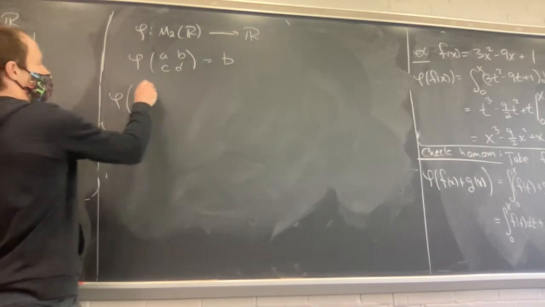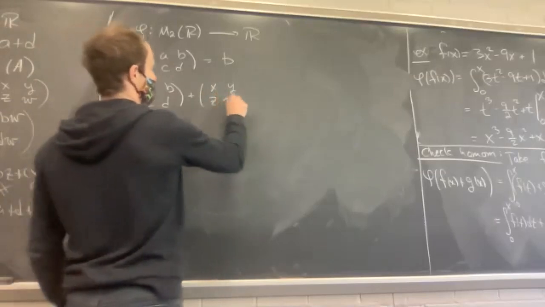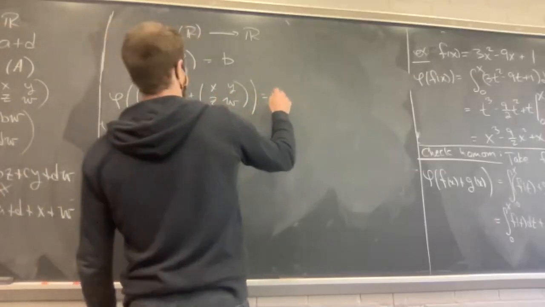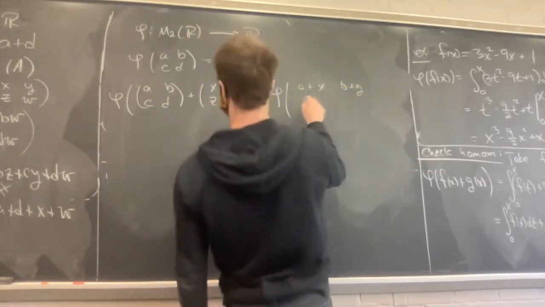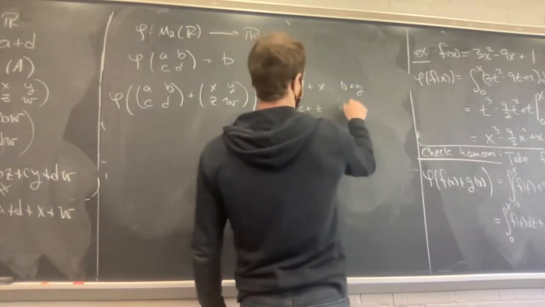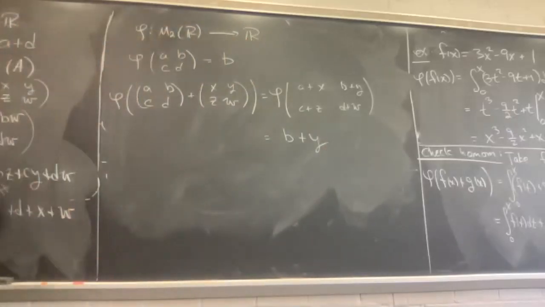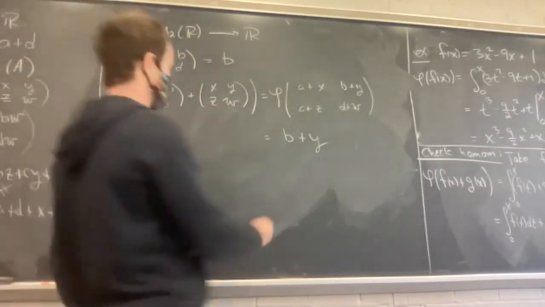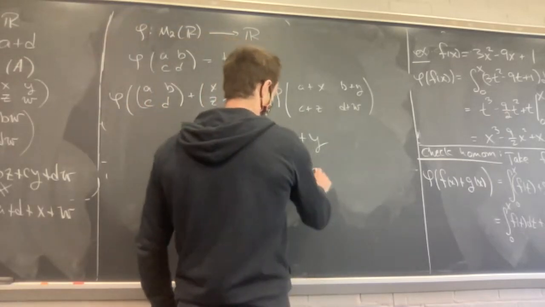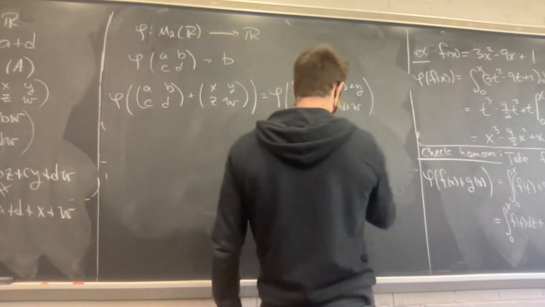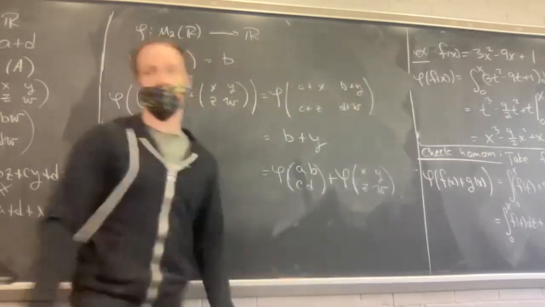Notice if we take phi of (A, B, C, D) plus (X, Y, Z, W), that's going to be equal to phi of (A plus X, B plus Y, C plus Z, D plus W), but that's going to be equal to B plus Y, right? But then that's going to be equal to phi of (A, B, C, D) plus phi of (X, Y, Z, W). So it is a homomorphism.